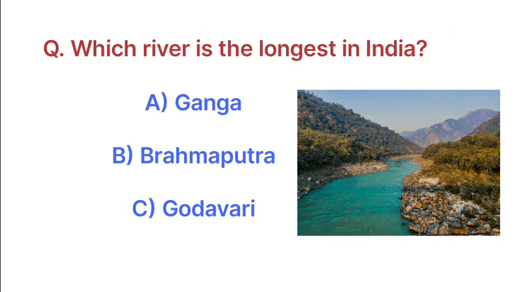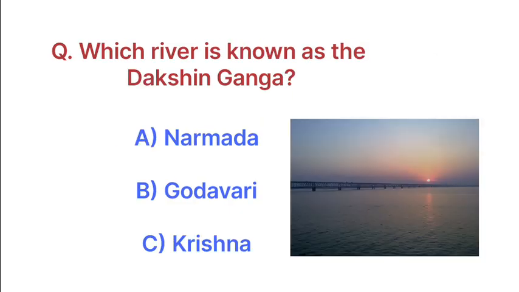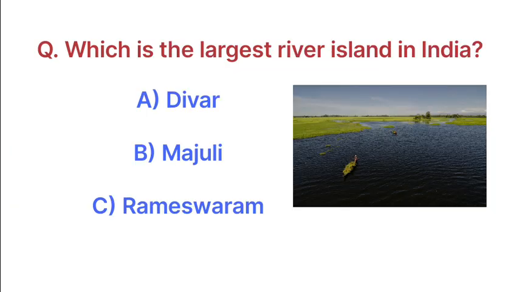Which river is the longest in India? Answer: Ganga. Which river is known as the Dakshin Ganga? Answer: Godavari. Which is the largest river island in India? Answer: Majuli.